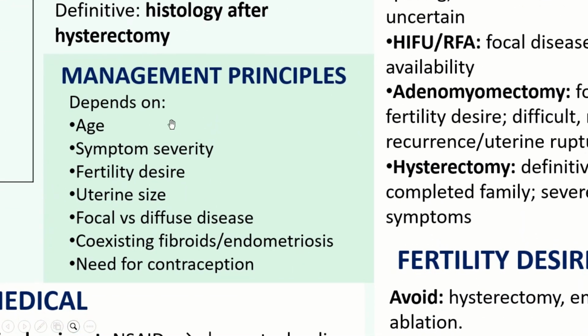Then the management principles are going to depend on the age, the symptoms, and the fertility desire. We have seen that the definitive test is the hysterectomy. You don't really want to go ahead and do a hysterectomy on someone who has not yet had children or wants to have children.